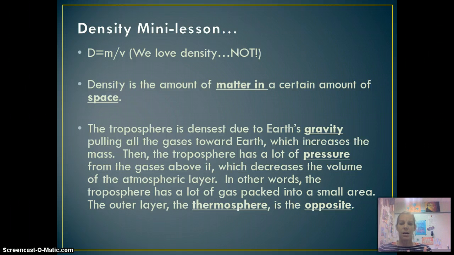Now, it has very little space, so why does it have very little space? Well, think about it. The troposphere is on the bottom, closest to Earth's surface. We've got the stratosphere, the mesosphere, and the thermosphere above it. So therefore, there is lots of pressure pushing down on that first layer closest to Earth's surface. Therefore, the space it takes up is less. And so we have a great amount of matter packed into a small amount of space. When you divide that out, you get a very large density. The opposite is true for the thermosphere, which is the outer layer of Earth's atmosphere.